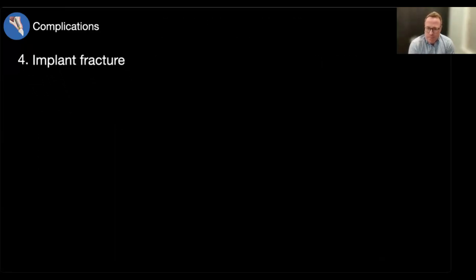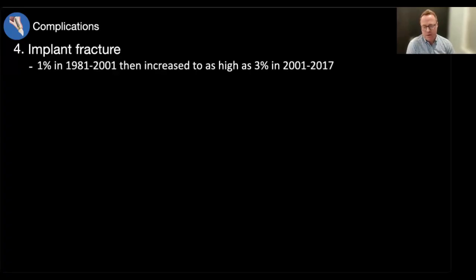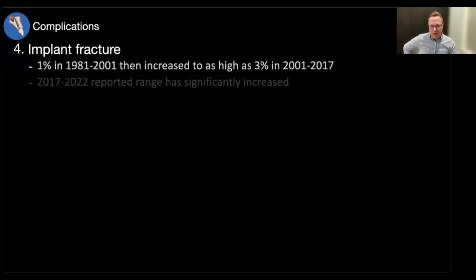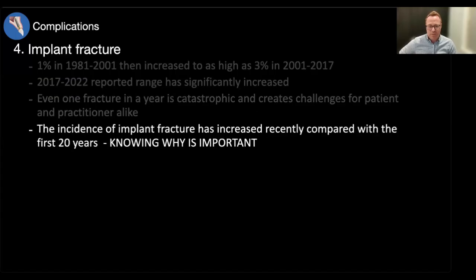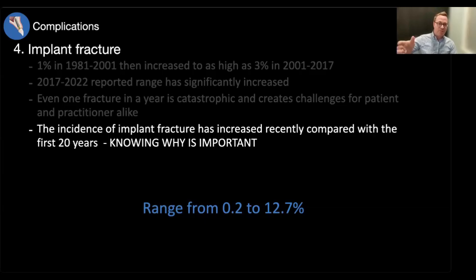The next one is implant fracture. This is one that, of course, is quite detrimental. And early on, it was a very low percentage, 1% in the 1981 to 2001 period, and now it's gone up as high as 3% up to 2017 when we published that article. But it's kind of terrifying that since then, it's increased even more. And even one implant fracture is catastrophic, let alone the percentages that we see now. There are reports of very small ranges, 0.2%, but there are also some that go way up into 12%, and that would be quite detrimental.